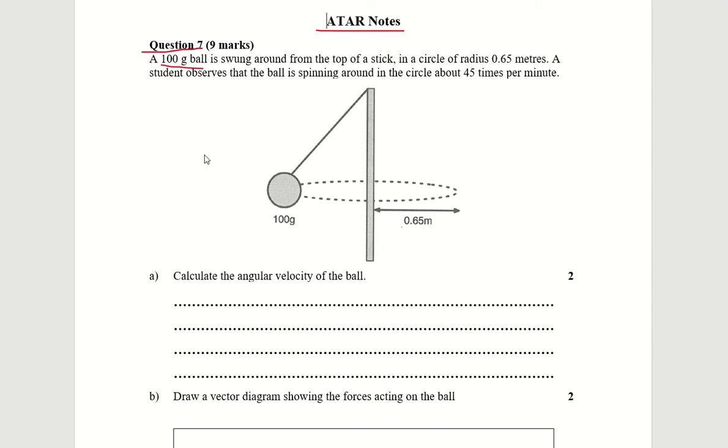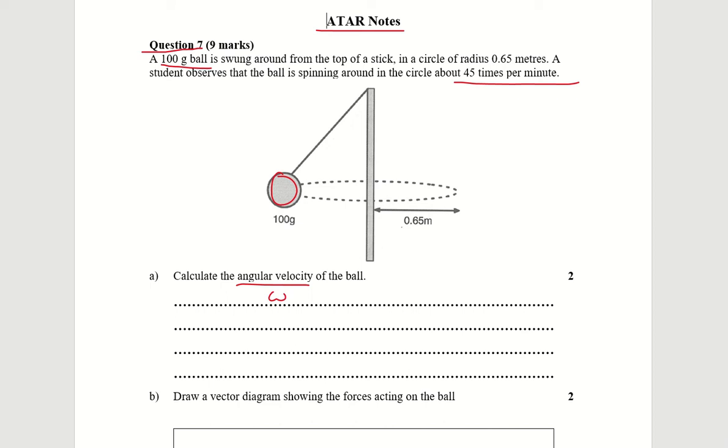We have a 100 gram ball, this one here, swinging around the top of a stick in a circle of radius 0.65 meters. A student observes that the ball is spinning around in the circle about 45 times per minute. Okay, so the very first question we want to work out is angular velocity.